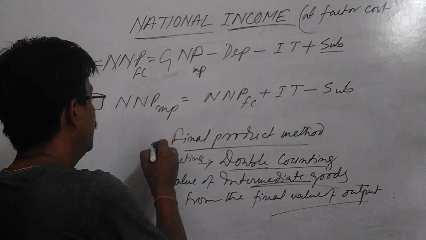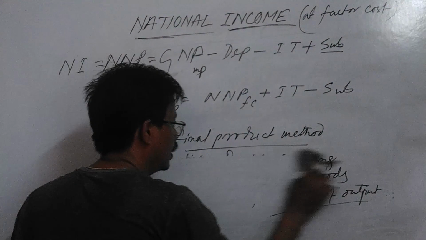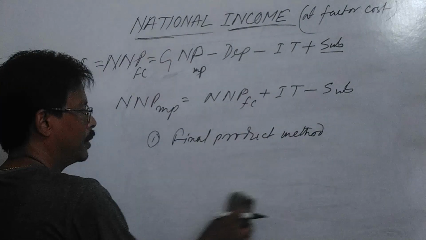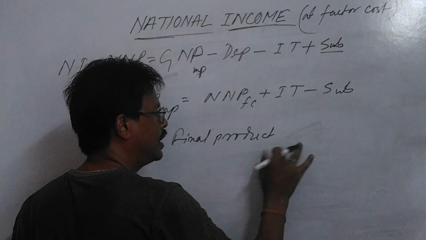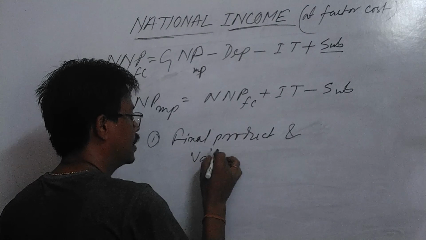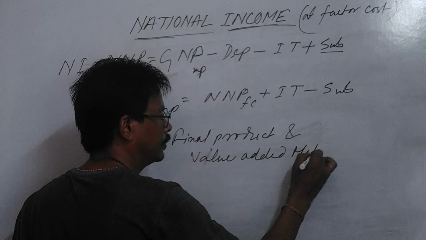That is the reason, in case of measuring national income or GDP, the final product method is revised as the final product and value added method, you may say the value added method.